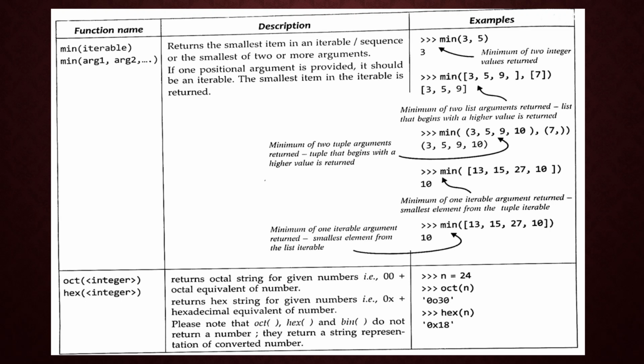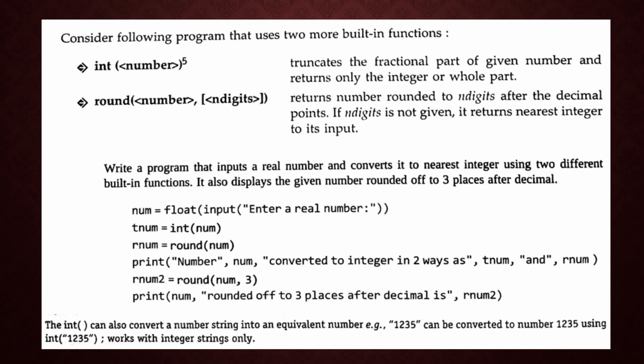Next, oct returns an octal string for a given number, that is it uses 0o as prefix, and a hexadecimal number can be represented by 0x, but octal can be represented by 0o, like this. See here, an example is also given. Okay, so those things we studied in last session.